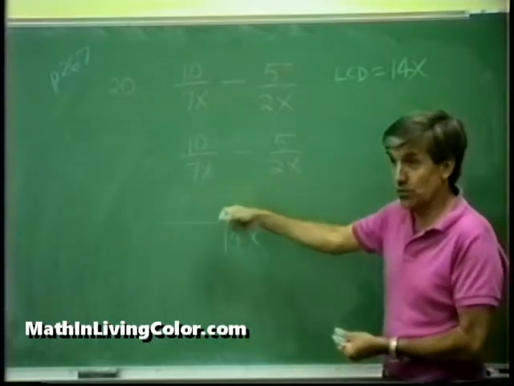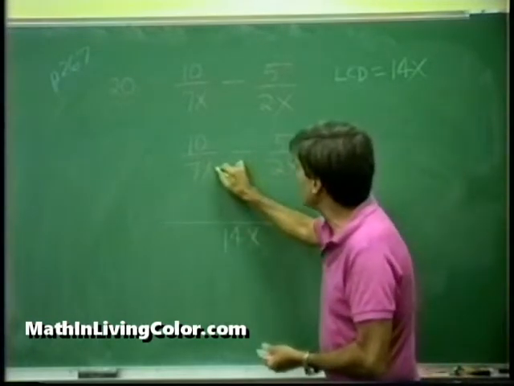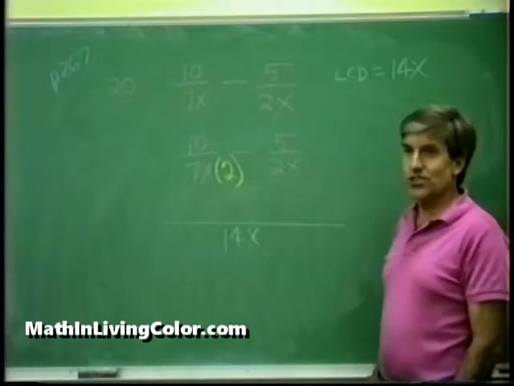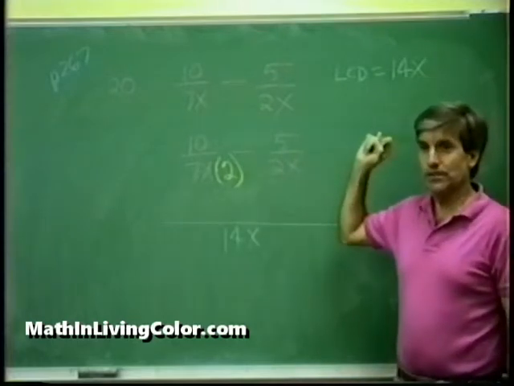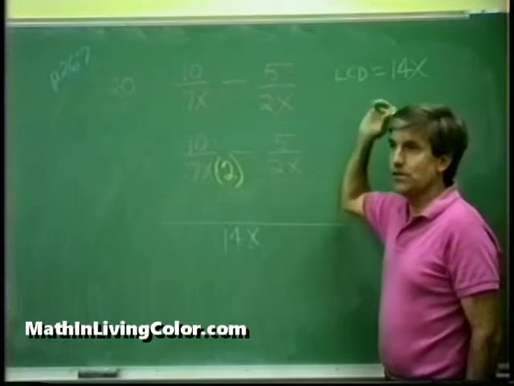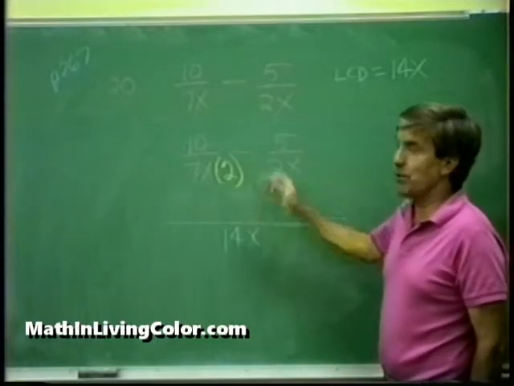What's missing? 2. So whatever's missing, we're going to multiply by what's missing. So we're going to go times 2. Now, you don't just go times 2, do you? What's the most important thing you've got to remember here? Numerator and denominator both by 2.